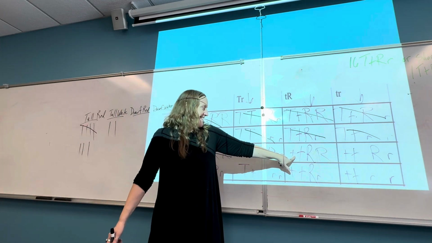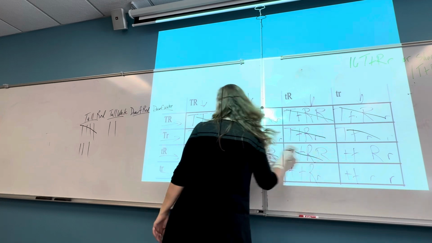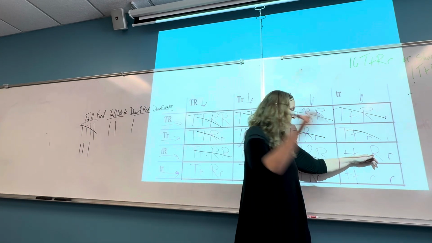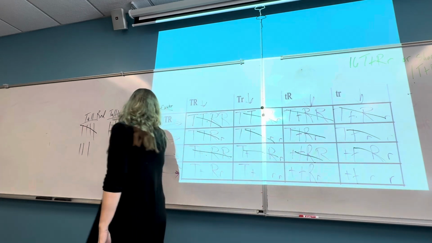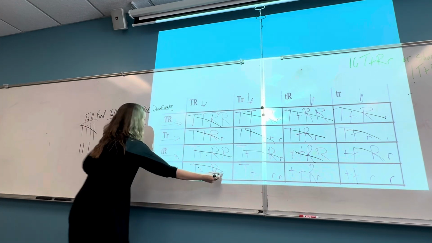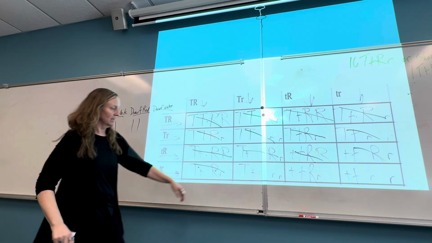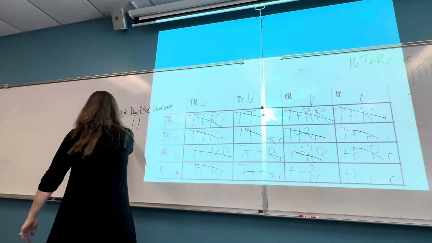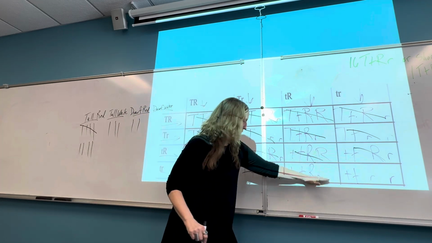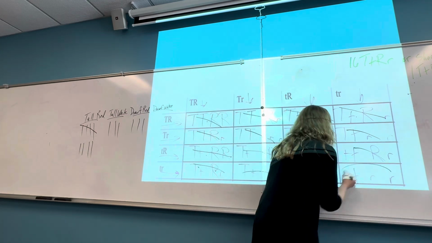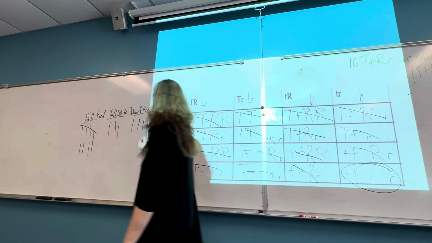Dwarf red. Dwarf red. And dwarf red. All right, our last row, tall red. Tall white. Dwarf red. And one little dwarf white.